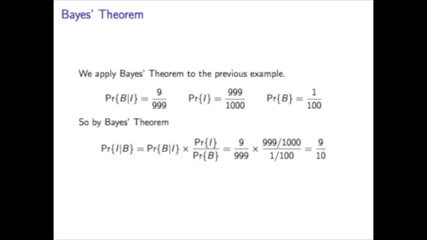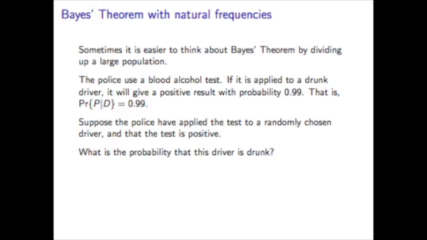Bayes' theorem is one of the most important formulas in probability, but it can be a little difficult to remember. So next we're going to look at a technique which allows us to get intuition for the same phenomenon while using only very straightforward ideas. This technique is sometimes called the technique of using natural frequencies. And the basic idea is that we're going to understand Bayes' theorem by dividing up a large population into 4 parts. Let's illustrate the technique by example.